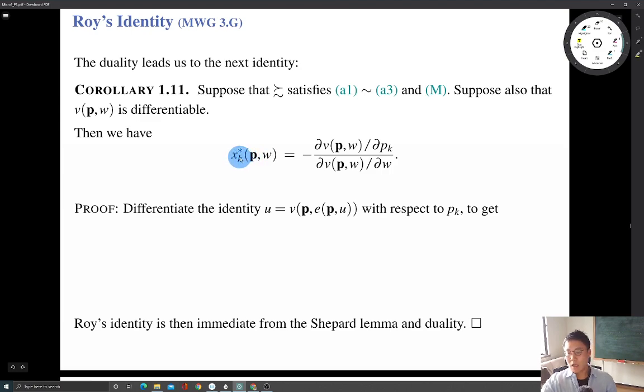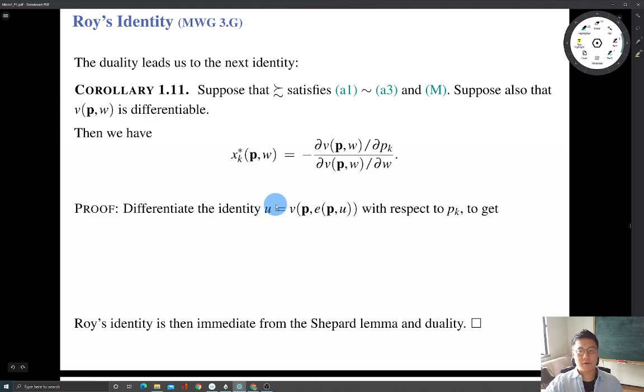Yeah. The way to derive this formula is really simple. Okay, so we have this identity. We know the expenditure function is the inverse function of v. Okay, so if we substitute expenditure into the place of w in indirect utility, we obtain the target utility. Okay, so given this identity, we take the derivative with respect to p sub k, when we wonder about Walrasian demand for good k. Okay, then u is a constant.